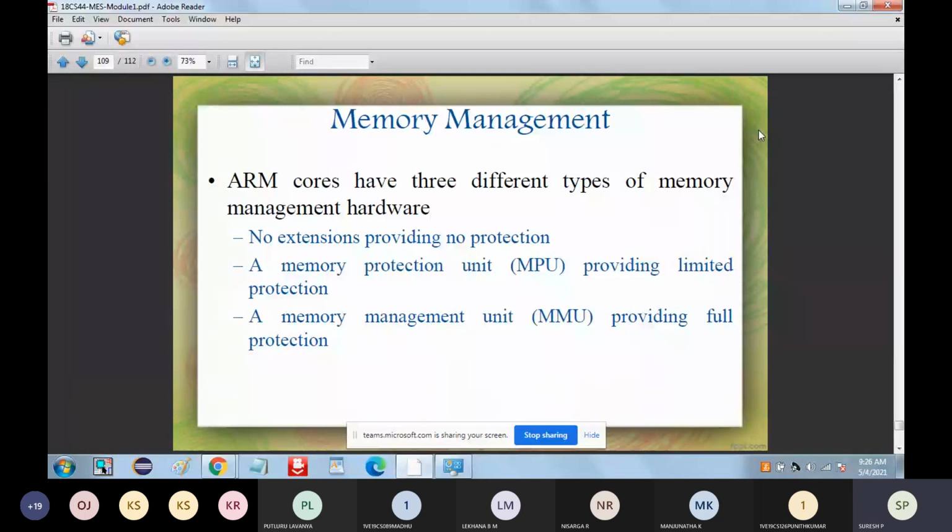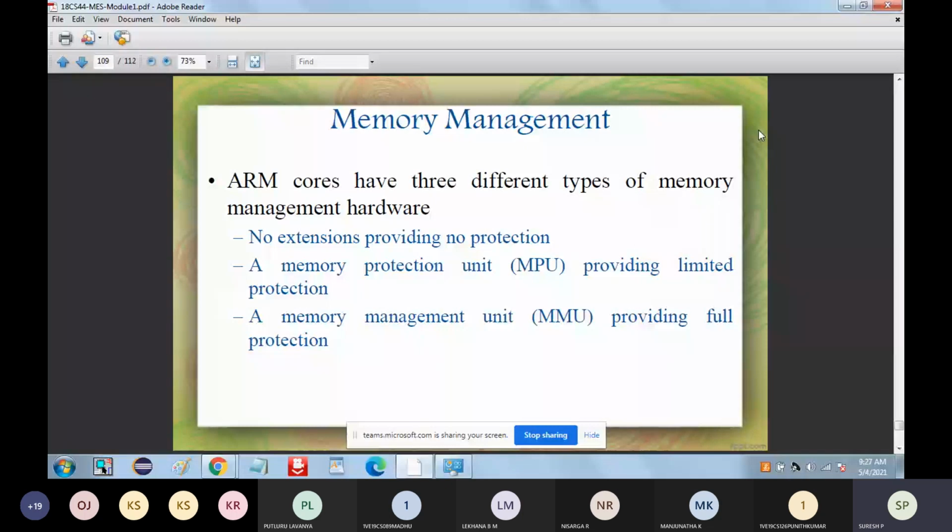With respect to memory management, the ARM hardware is going to support three different types of memory management hardware. So our core has three different types of memory management hardware. One is no extensions, providing no protection. It doesn't have any extensions and it is not able to provide protection either.